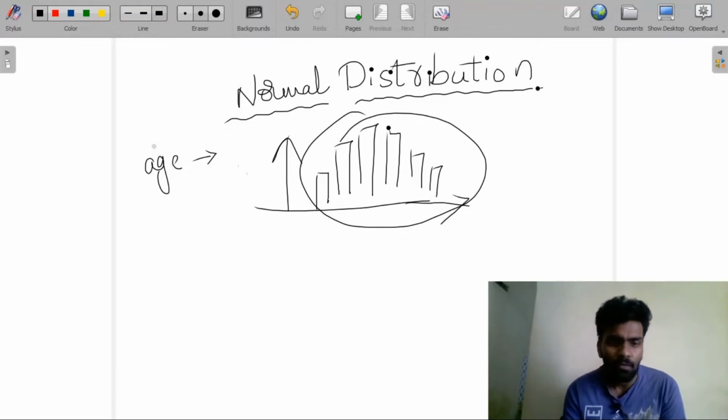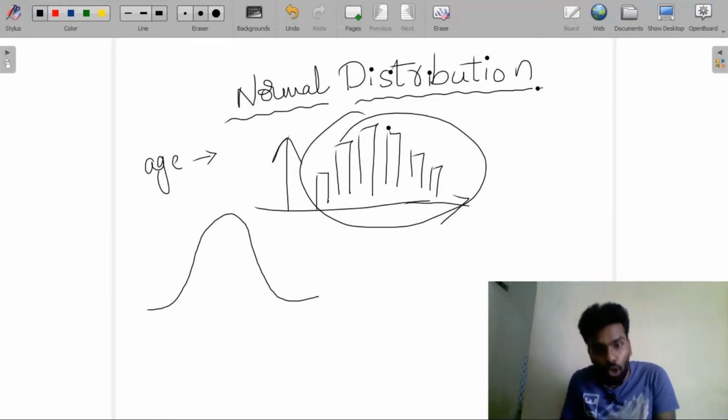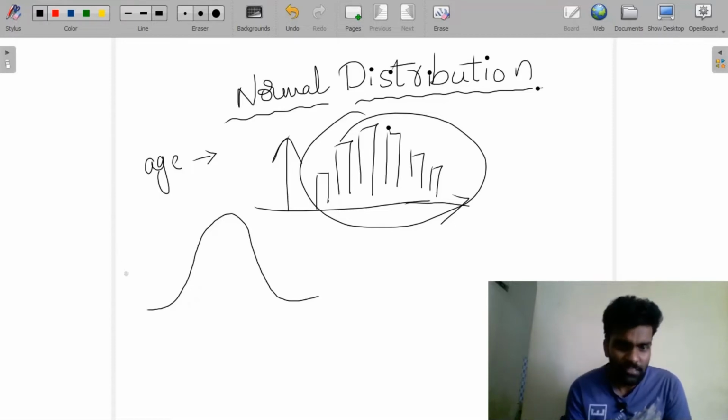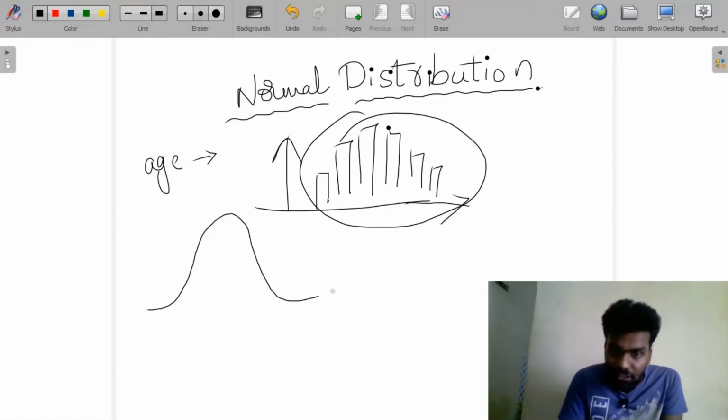For example, this is the age variable and we just plotted the distribution here. Now if the data which you plotted here is in the form of a bell curve, then that distribution is called a normal distribution, right? You can see it's in the form of a bell shape, so that's why it's called a bell curve. If you take any kind of data and plot it, and that distribution is in the form of a bell shape, then that's called a normal distribution.